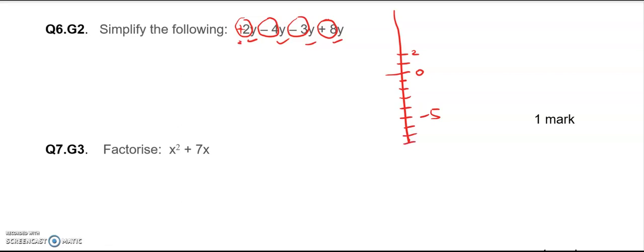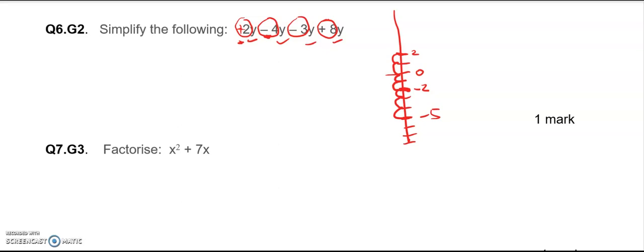So we're starting with positive 2. Then we're taking away 4 because the next number is telling us so. So from 2 we're going down. So take away means going down by 4. So 1, 2, 3, 4. So we've come now to minus 2. The next step is to take away 3. So we go another 3 steps down. 1, 2, 3. So we've gone to minus 5.